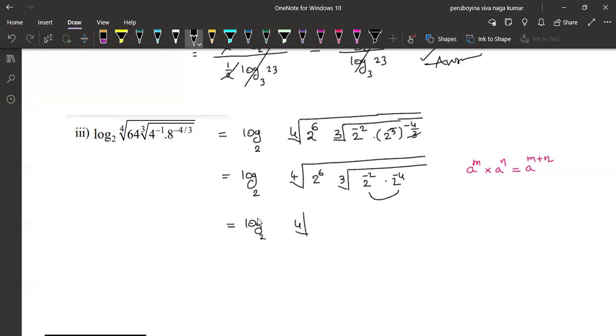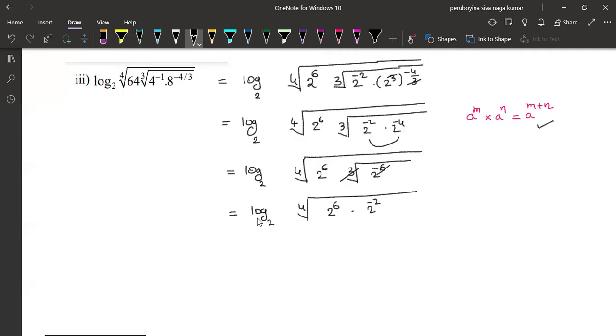So fourth root, we continue: fourth root under 2 power 6 and cube root, this is 2 power minus 6. I just added the powers. And 6 and cube root got cancelled. So fourth root 2 power 6. And how much is left? 3 goes into 6 two times. So 2 power minus 2. And again use the same property.